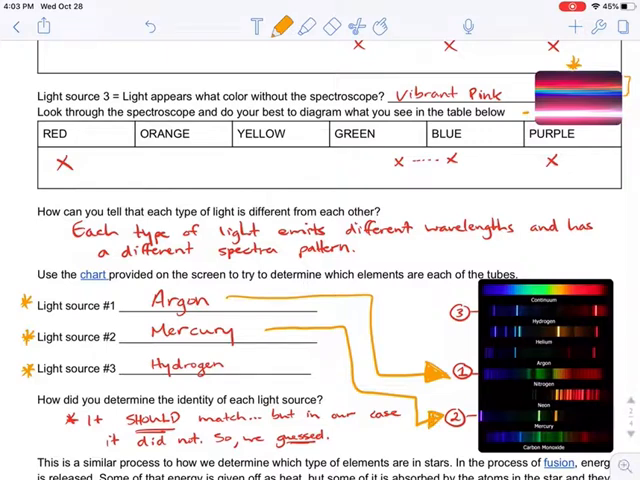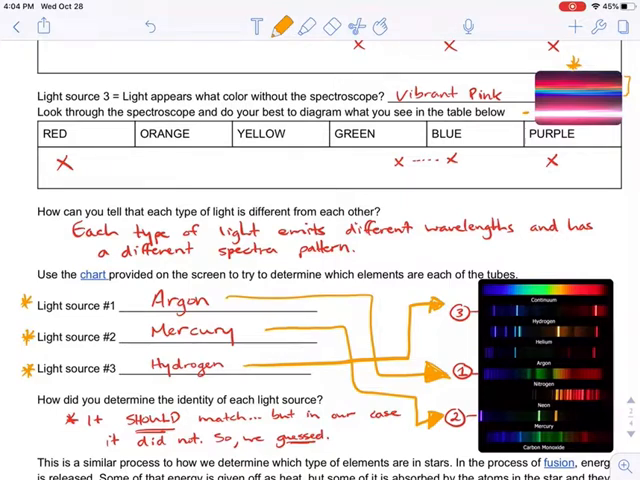It should have given us kind of an orangey color, a green, and a purple. The green's kind of on that blue-green level. And then lastly, hydrogen should have given us very clear red, very clear blue, and very clear purple.